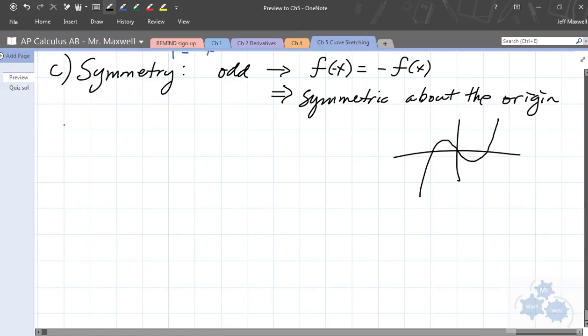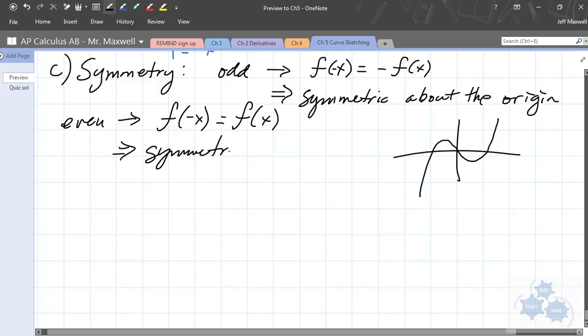What about an even function? Even. So that's f of negative x equals f of positive x. So if you interchange a positive or a negative of the same x value, they should be exactly the same. And what sort of symmetry comes from this? Symmetric about what? Yes, y-axis. So a parabola of some sort, like this. It's an even function.